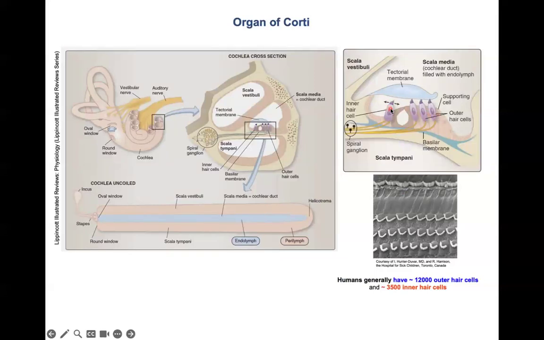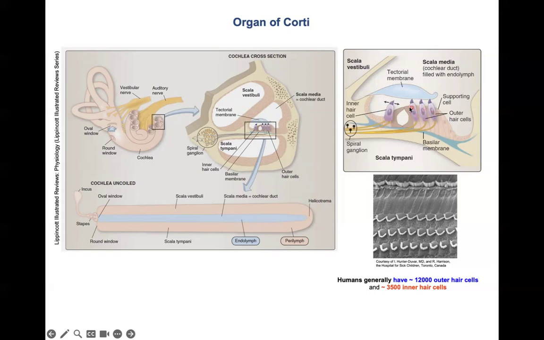The inner cells pick up the sound waves, they get mechanically deflected, and this mechanical deflection is translated into electrical activity. Action potentials in the neurons connected to the inner hair cells, and these neurons are part of the cochlear nerve. The cochlear nerve collects the information, the action potentials, and takes this information all the way to the auditory cortex, which I will also discuss in a separate part.